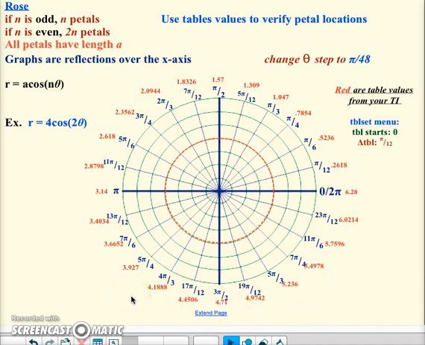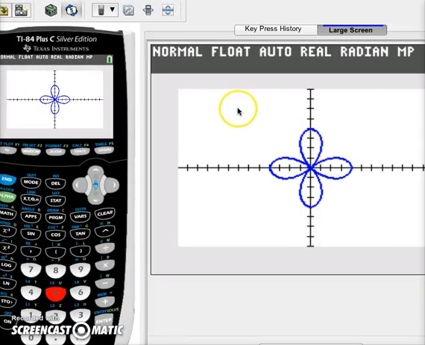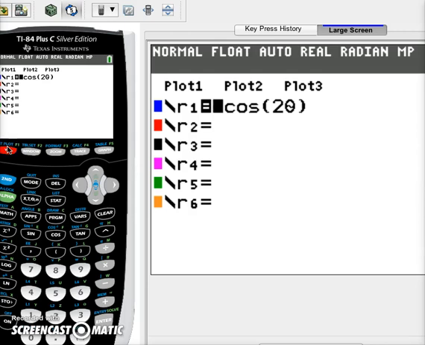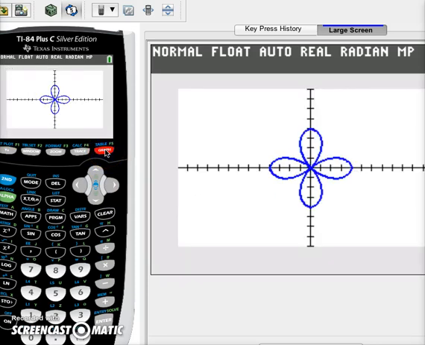So 4 cosine 2 theta. Now, what I'm going to have you do right away is go put that into your calculator. I think that actually is the one that I had in there earlier, so perfect. 4 cosine 2 theta. Now, the thing about this one is there isn't really much to do as far as figuring out where things are at.